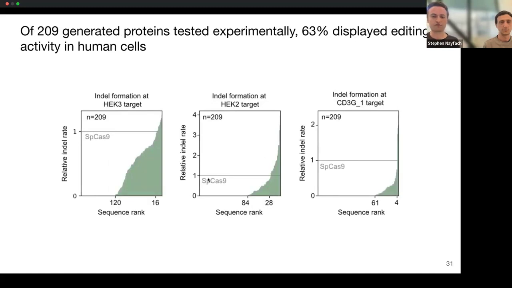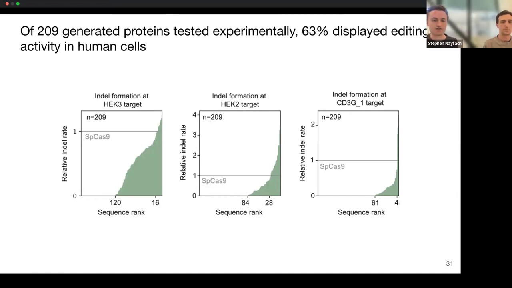These were the results of our first screen at 3 different sites in the genome. So for each of these plots, on the y-axis, we have the indel formation rate. So if this value is higher, that means we're seeing more gene editing. This specifically is normalized to SP-Cas9, so values above 1 are corresponding to gene editors that are producing more indels than this exemplar natural system. The proteins are ordered on the x-axis by the indel rate.